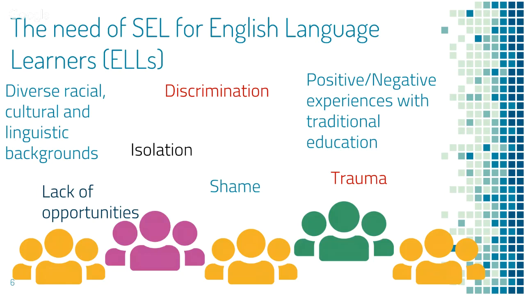We also have multi-level classes with different people that speak different languages and have different backgrounds, so you see diverse racial, cultural, and linguistic backgrounds. So this is just an idea. And of course, discrimination. A lot of them feel that people discriminate against them because they don't speak the language. So a lot of these issues play a huge role and an impact in the social and emotional learning skills of the students.